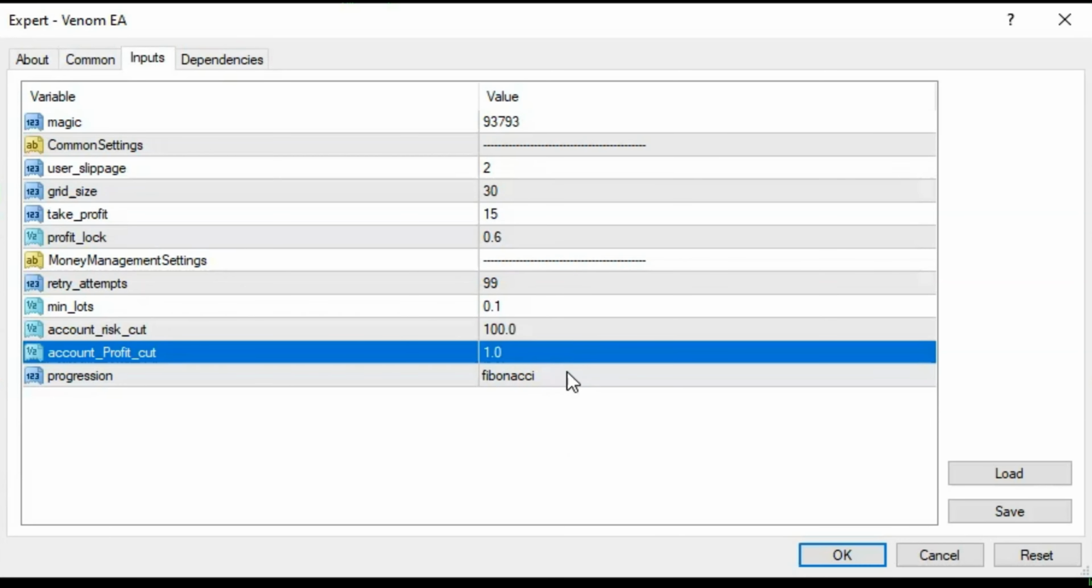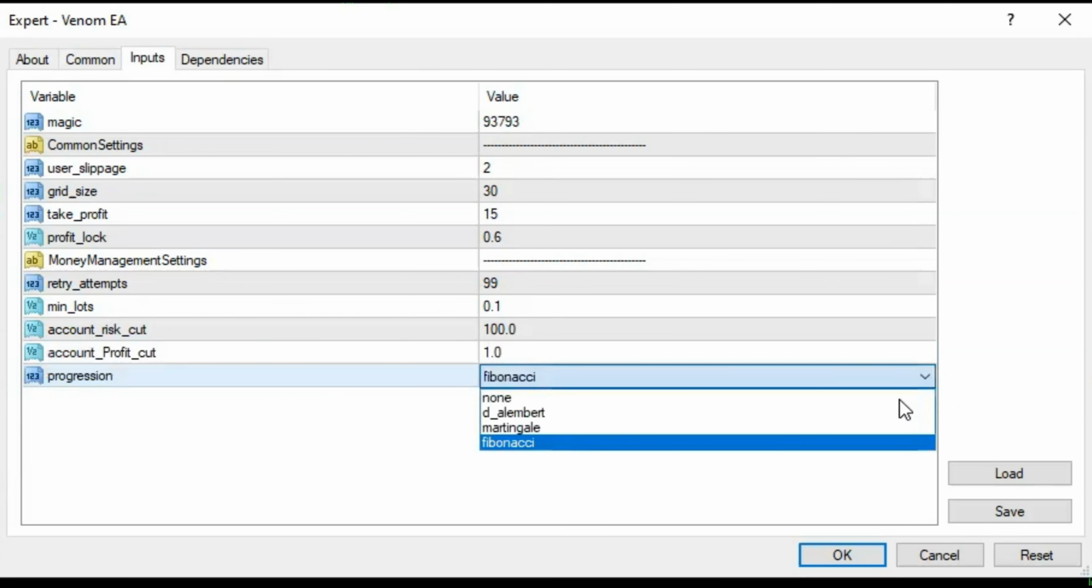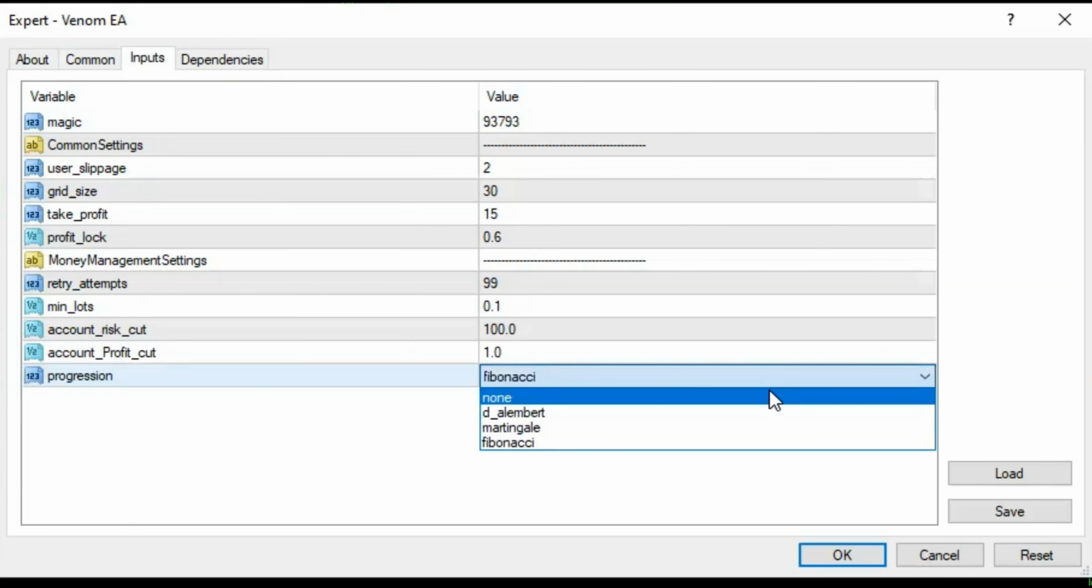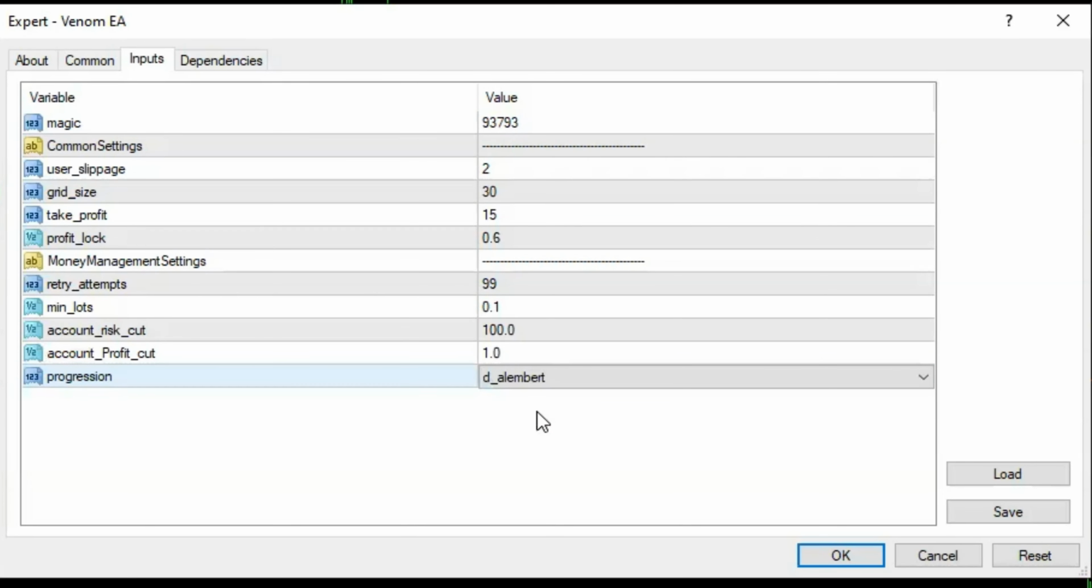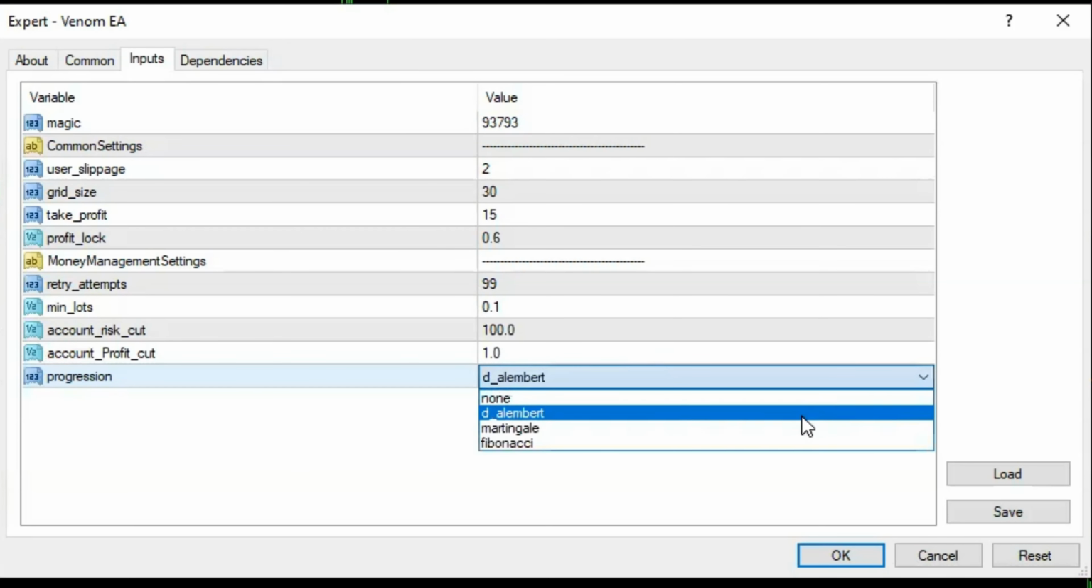Account profit cut 1. Progression, Fibonacci. So this is what I like. There is an option. You can have no progression, where progression means increasing the lot sizes on losing trades. D'Alembert looks like a French name. Honestly, I had to look it up, and I haven't tested this one yet, but it simply means, in betting or in trading, you increase the amount by 1 unit after a loss, and you decrease it by 1 unit after a win.